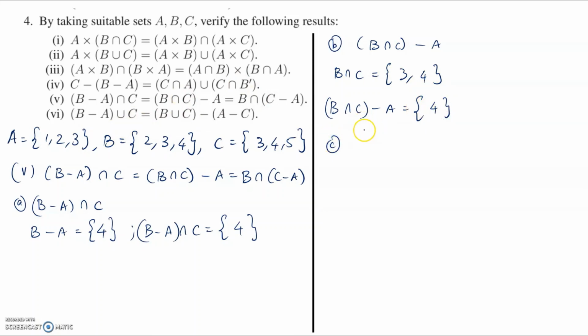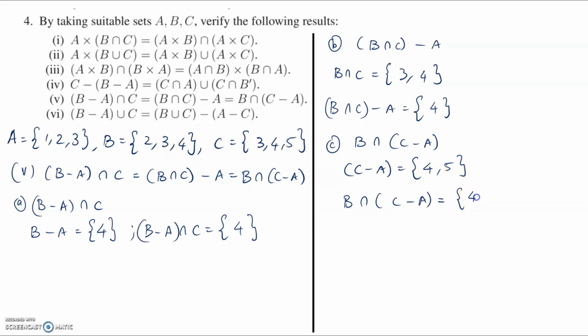Then for the last part of it, which is B intersection C minus A, so let's first find the C minus A, and that will be equal to items that are in C but not in A. So 3 is in C but is also in A, so 3 is eliminated. 4 and 5 are in C, not in A. So the answer is 4, 5. Next, B intersection with C minus A will be equal to the items which are common to C minus A and B. So 4 and 5 is in C minus A, 2, 3 and 4 are in B, so the items which are common are 4.